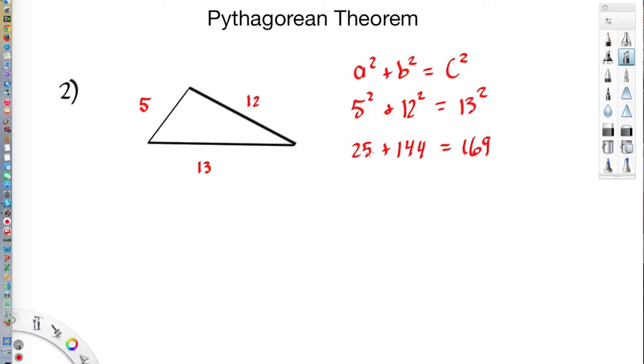When we add this up, we get 5 and 4, that's 9. 2 and 4 is 6, bring down the 1. 169 is equal to 169. Yes, this is a right triangle, so this must be our right angle here.